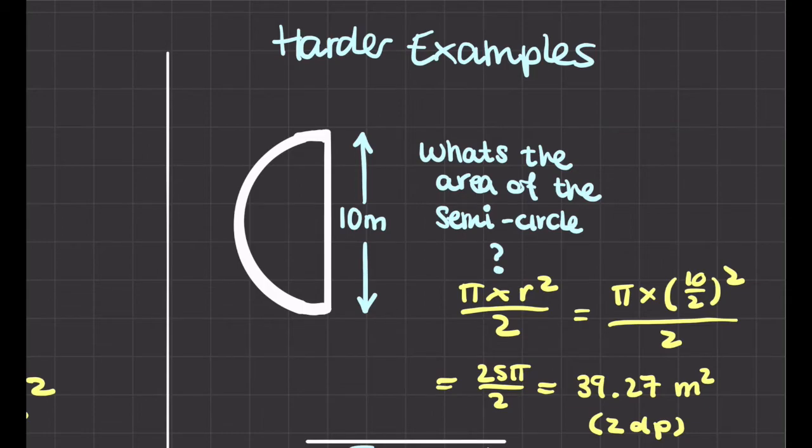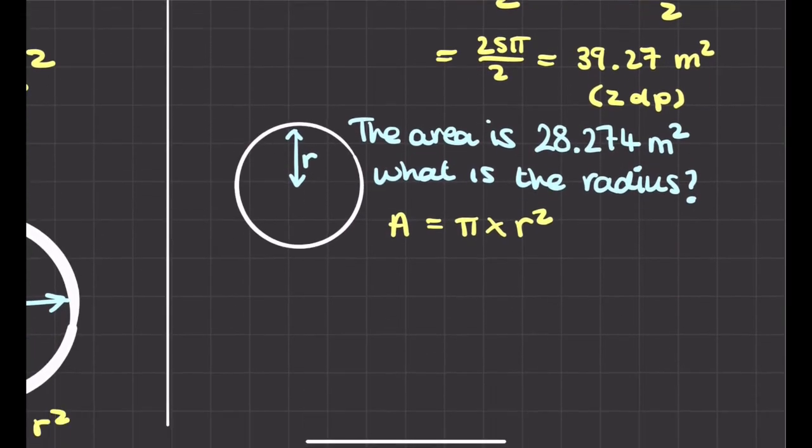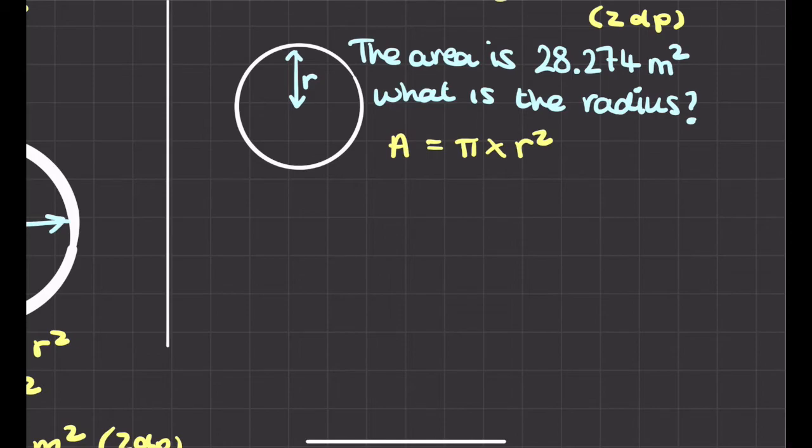Okay, another hard example, you might be asked to work out the radius when they give you the area. So we know that the area is pi times the radius squared. What we can do is we can rearrange this formula to give us the radius instead. So we need to think about our fact families. If these two things multiply together to make area, then that also means that the radius squared must be the area divided by pi.